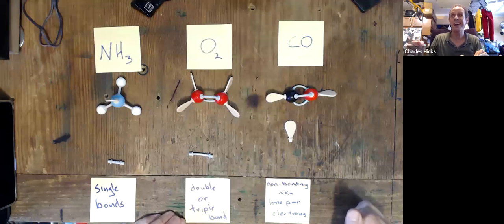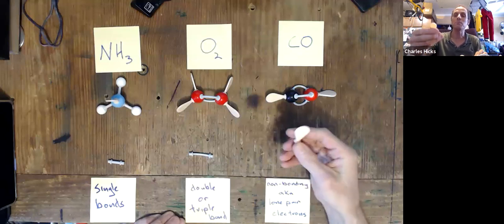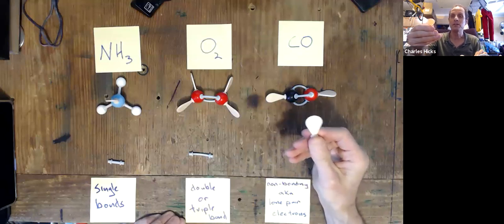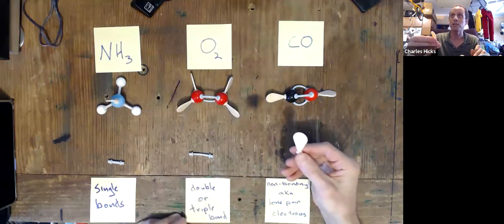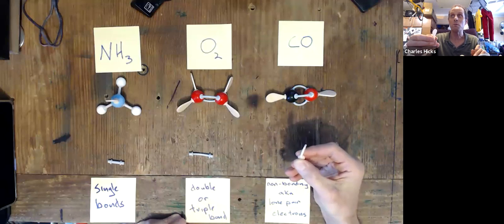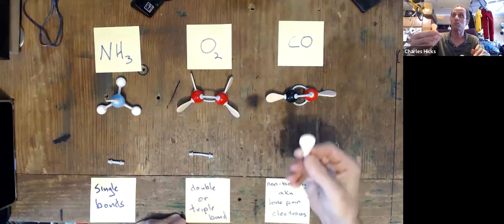When you draw a Lewis structure, there are often also electrons that are not in bonds. We call those non-bonding or lone pair electrons. Lone pair electrons are represented by these flap pieces. These flaps are meant to be reminiscent of orbitals because the electrons are actually in orbitals. Whenever you have a lone pair in a Lewis structure, you would place one of these in one of the holes of the atoms.